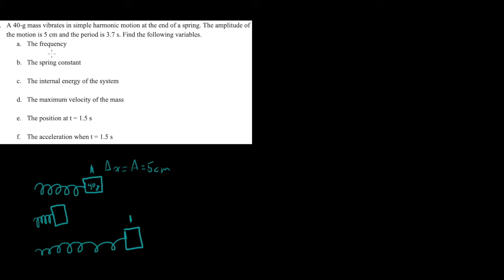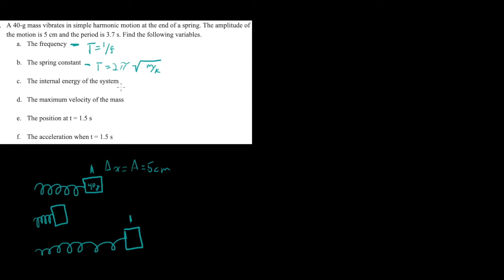And I want to know, first off, what's the frequency of this travel? That should be pretty easy, because period is equal to 1 over frequency. The spring constant, how am I going to find that? Well, I know it's got a constant, and I know that we have certain relationships, like the relationship in the period. So I can use this equation to find my K value.